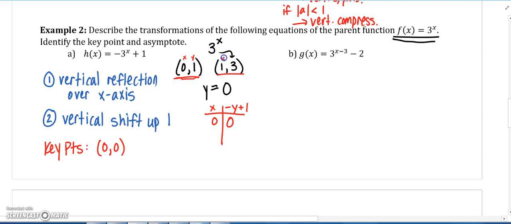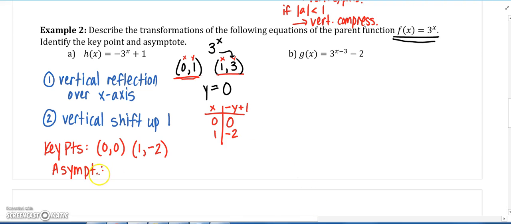All right, for my second one, the x again stays the same, and the y is going to be 3, so that means I need to make it negative, so negative 3. And then I have to add 1, so that would become negative 2. So my second key point is 1, negative 2. And those are my 2 key points. So see how we started with the originals, but then we used our transformations to shift them. That's how we're always going to be graphing.